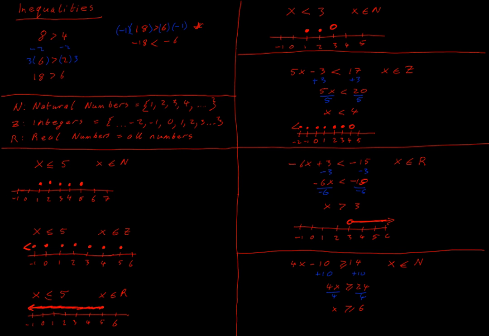And I'm going to draw my number line. And then x is equal to 6, and it's equal to any number bigger than 6. And x is a natural number, so I'm going to use my dots. It could be 7 or 8. And I can keep going, so I can put an arrow. And again, the arrow points in the same direction as our inequality sign. So that's what we need.